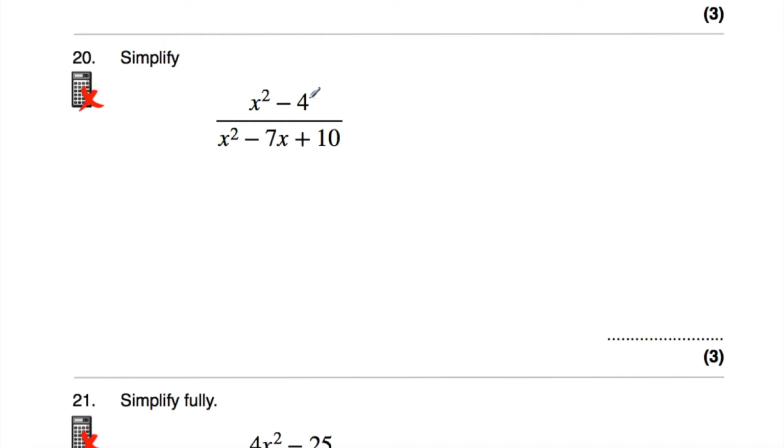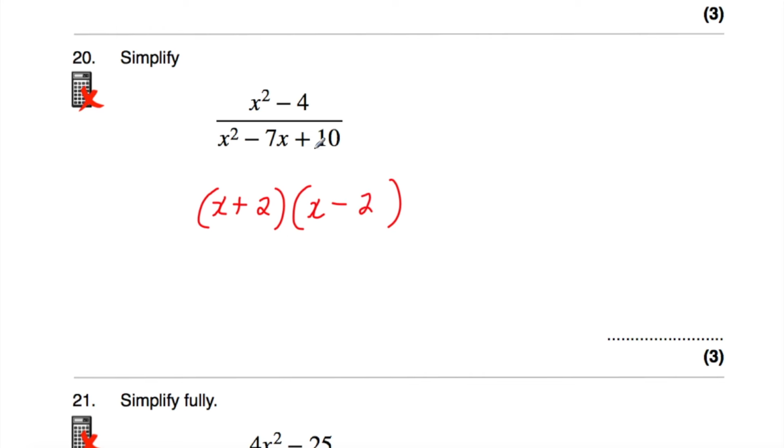If we have a look here, the numerator, we've got x squared minus 4. So that's the difference between two squares. So we're going to have bracket, bracket. We've got x squared and 4. They're both square numbers, so that's going to be x and x. And we're going to square root this to get 2 and 2. And we're going to put one with a plus sign and one with a minus sign.